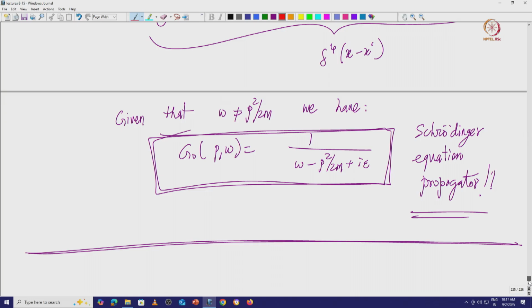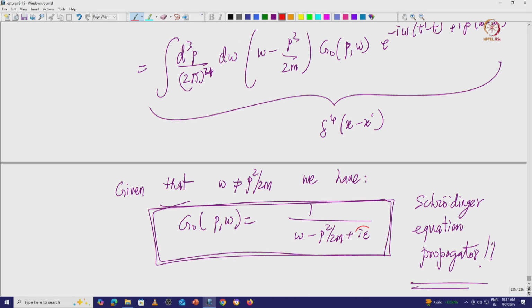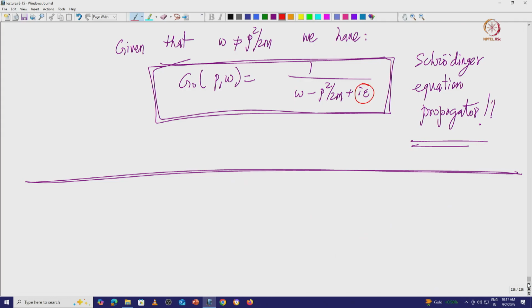we have the Green's function in the momentum space given by 1 over omega minus p square by 2m plus i epsilon. There is a reason why I introduced this concept called i epsilon. I have not told you about i epsilon yet, but I will tell you in coming lectures why it is required.